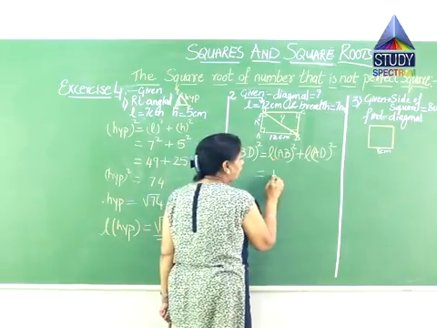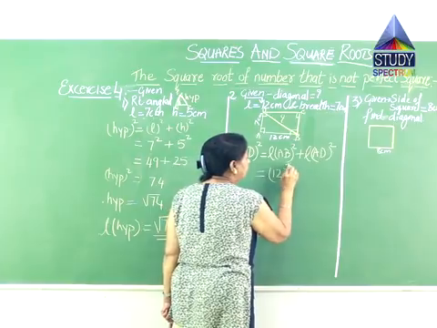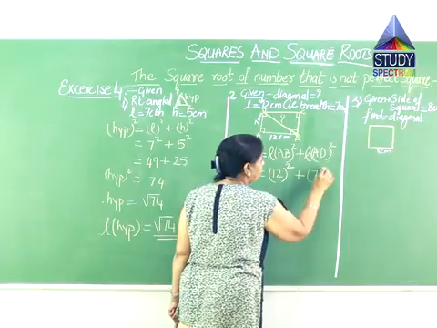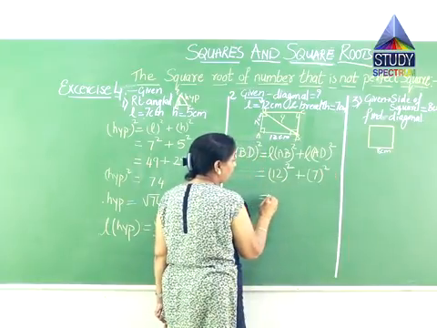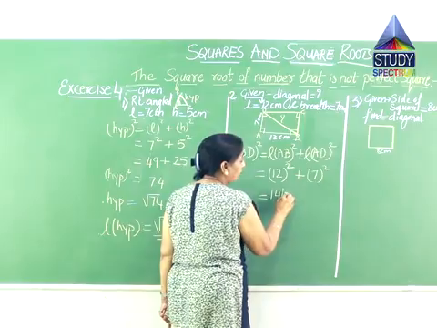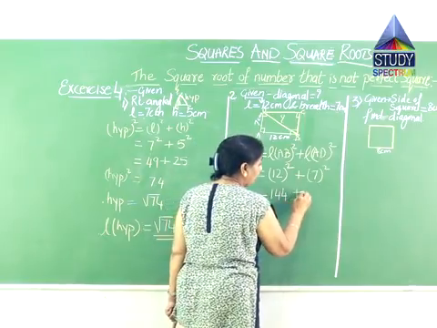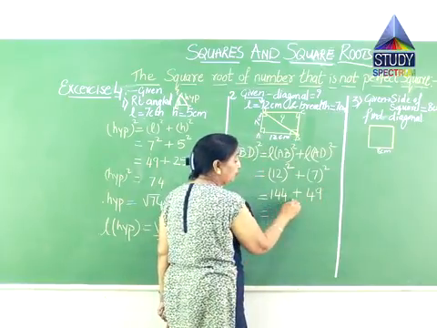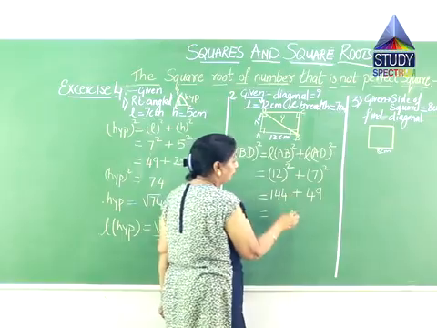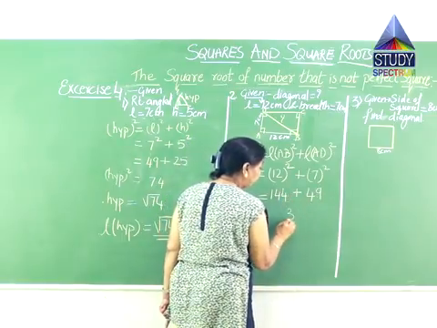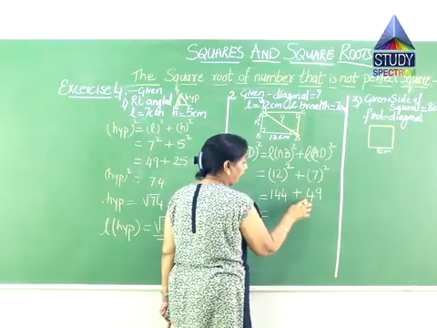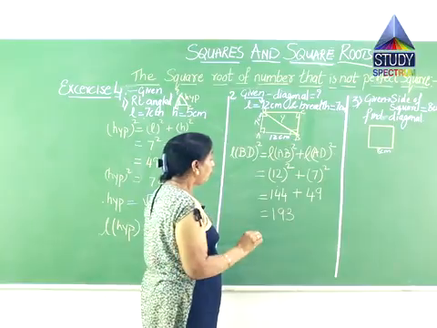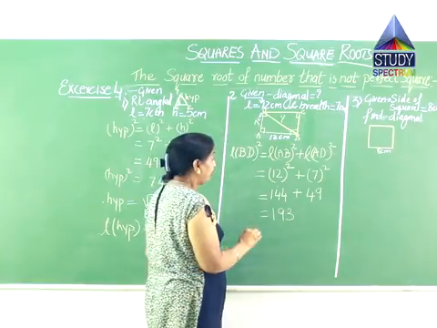Now AB is given 12 centimeter, so I'll substitute that value, and here AD is given 7 centimeter, so I'll write 7 square. Now what is the square of 12? As you know very well, it is 144, and the square of 7 is 49. Now you have to add both to get the length of the diagonal. So 9 plus 4, 13, 1 carry, 4 and 4 are 8 plus 1, 9, and this is 1. Now you got 193.